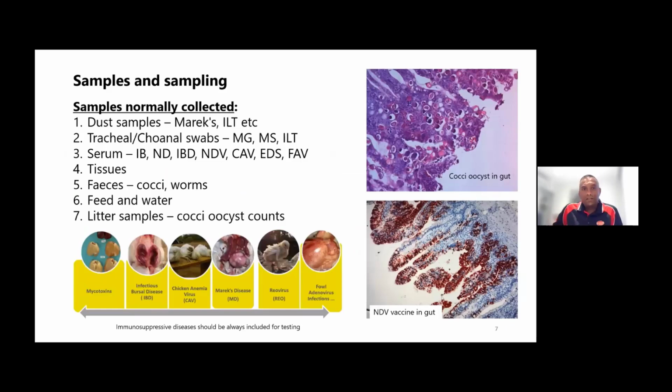Samples that need to be collected usually include dust samples, which is very high on the list, as Steve had mentioned. Others are tracheal-choanal swabs, and blood, which is very common and collected by almost everybody, and how to interpret those ELISA titers. I will be talking about that a little bit later. Tissues from postmortem examinations for histology, and feces, feed and water, and litter samples. I just found out that we can do cocci counts from litter samples through Angela's work for Inghams.